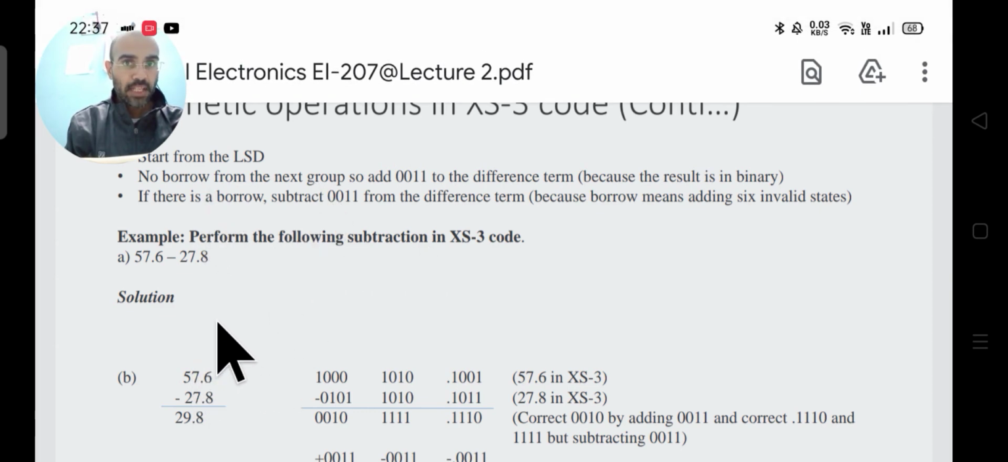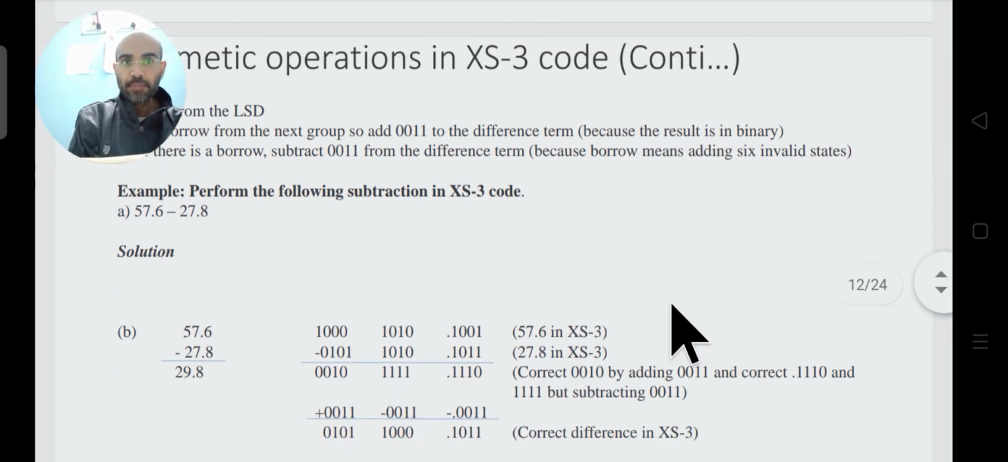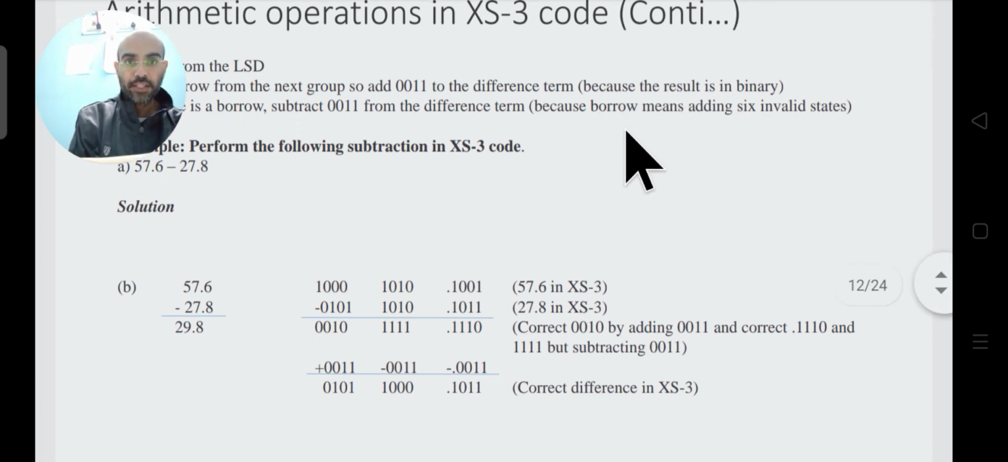So start from the LSD again, and in this case, if no borrow is there from the next step, add 3 to the difference term, because the result is in binary. If there is a borrow, subtract. So if you are borrowing, then you have to subtract. If no borrow is there, then you have to add 3 to it. Okay, see now what will happen. Again, the reason is the same as we have discussed in the last slide.